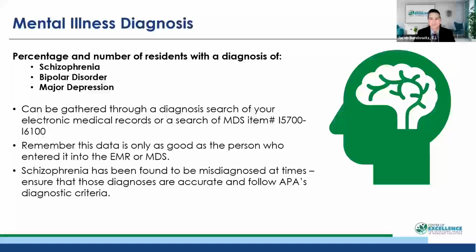Since we're talking about mental illness diagnoses and mentioning schizophrenia, I always have to mention that it's been found that schizophrenia has been misdiagnosed at times, or documented in the MDS when someone maybe didn't truly have schizophrenia. They may have had some other disorder, or been on antipsychotic medication, and there may be some corrections needed. So you always want to make sure those diagnoses are accurate and following the American Psychiatric Association's diagnostic criteria. You can learn more about that in a different session.